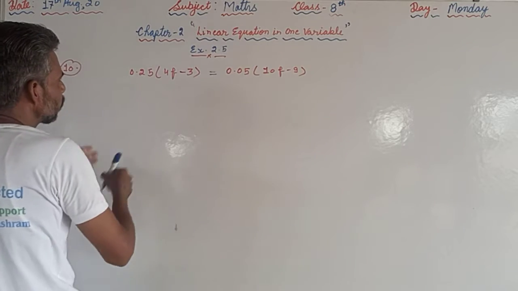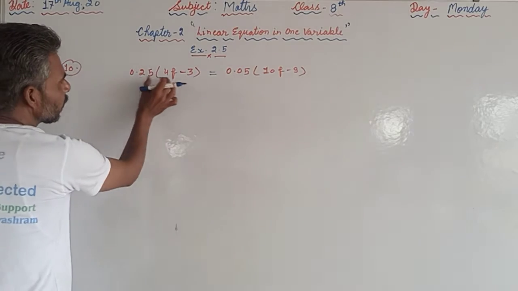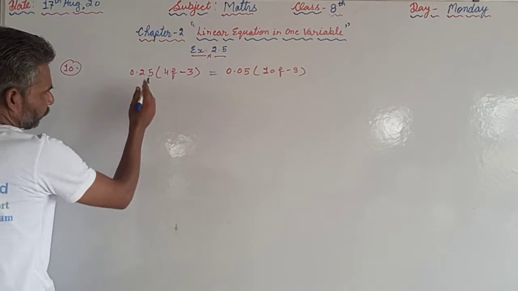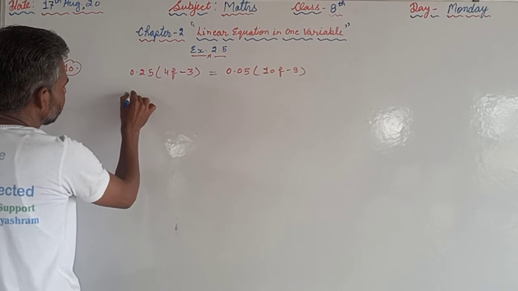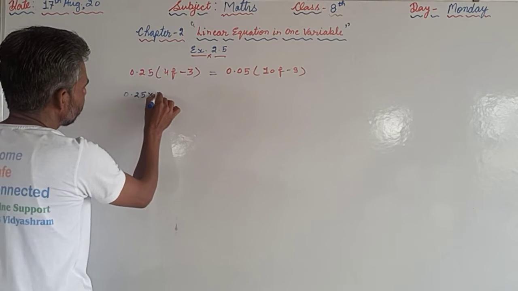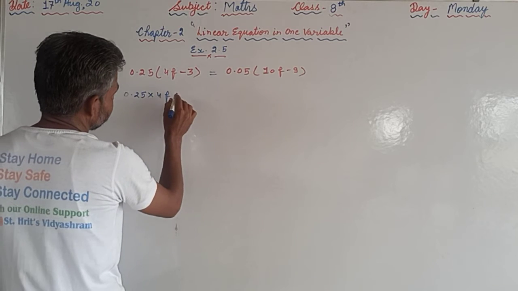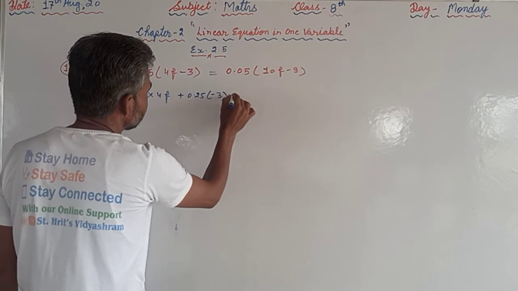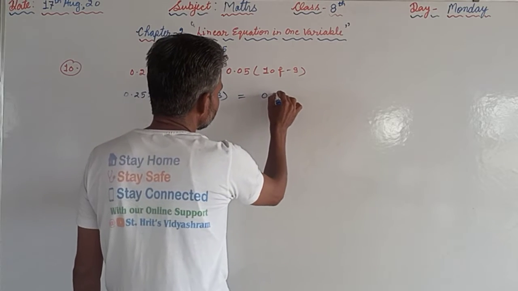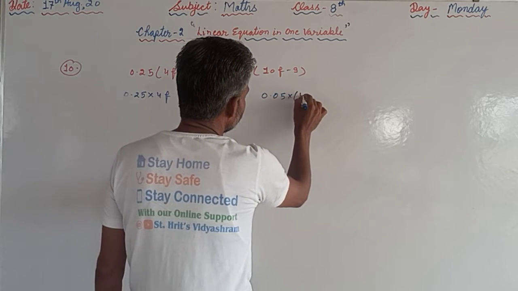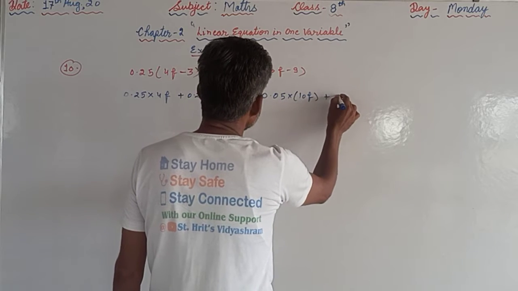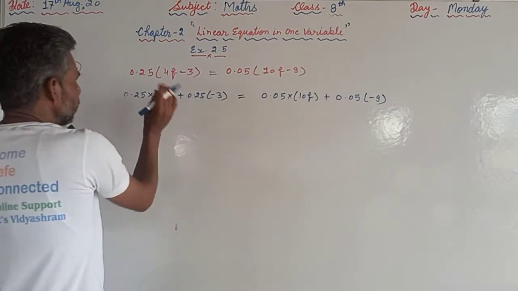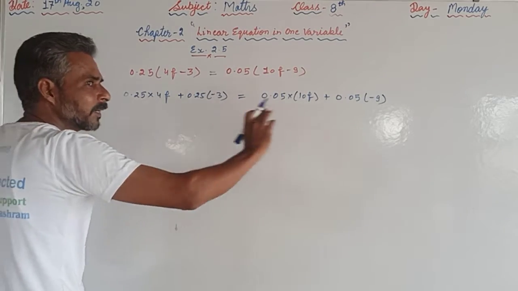So first of all we have to open the bracket, means we have to multiply the bracket. 0.25 multiplied by 4, we will write 0.25 into 4f, then plus 0.25 into minus 3, that will be equals to 0.05 into 10f plus 0.05 into minus 9. So we have written it in the expanded form.